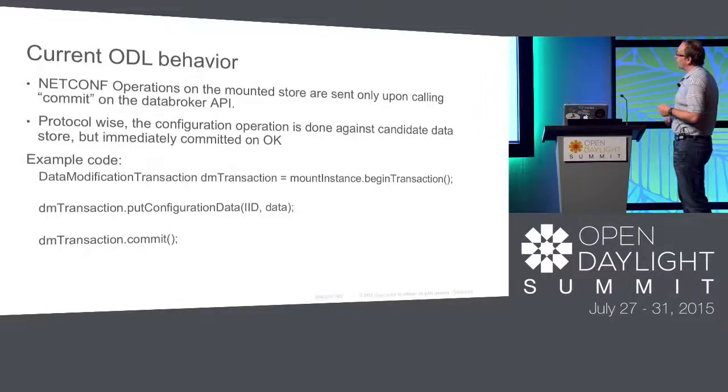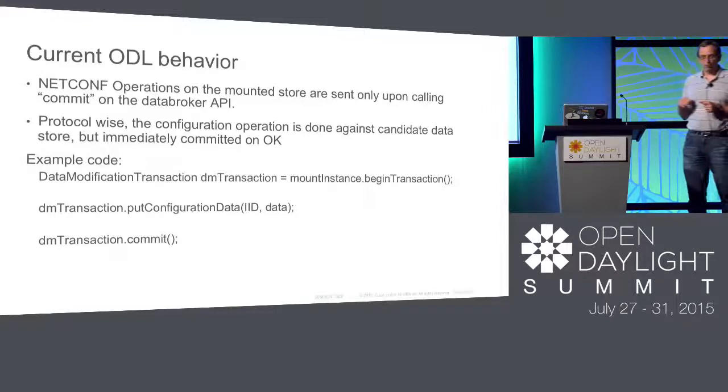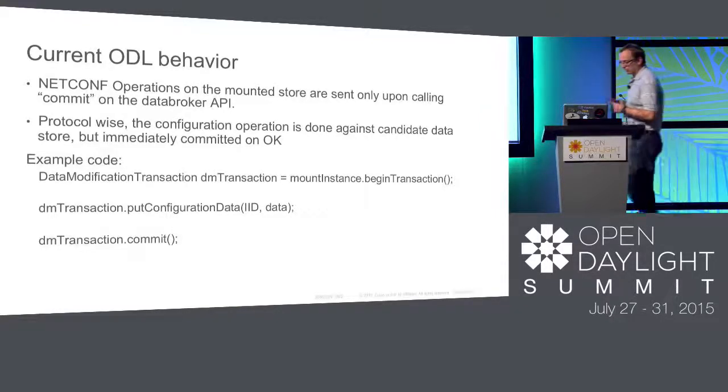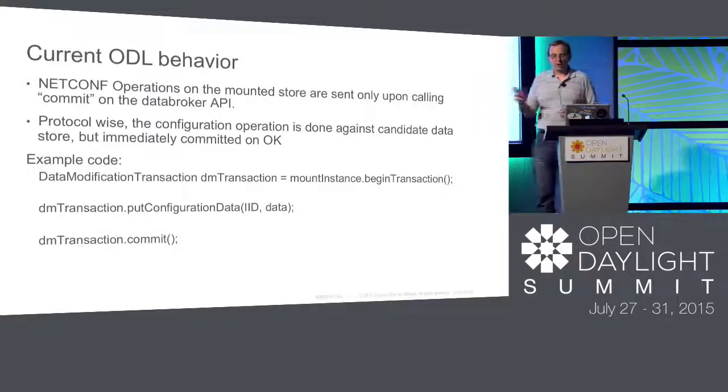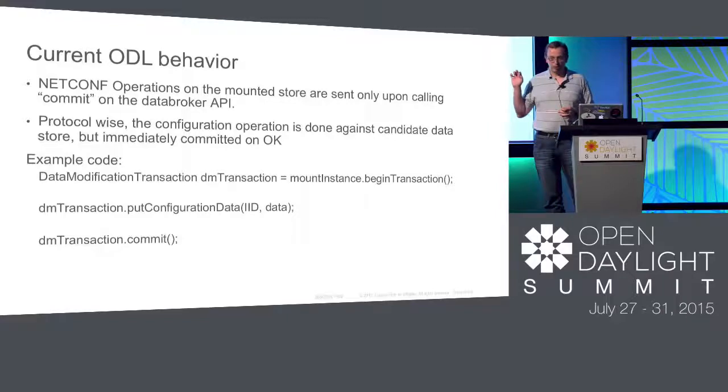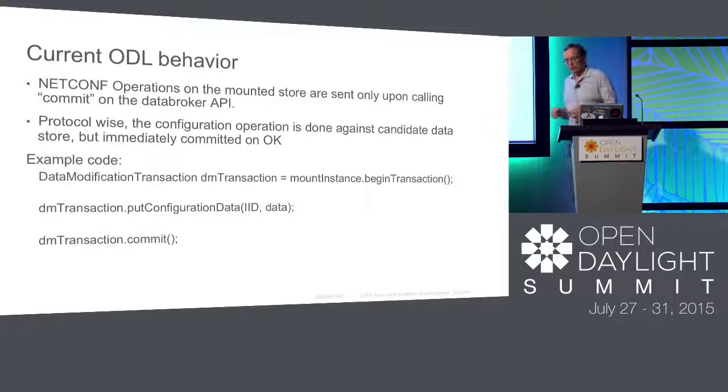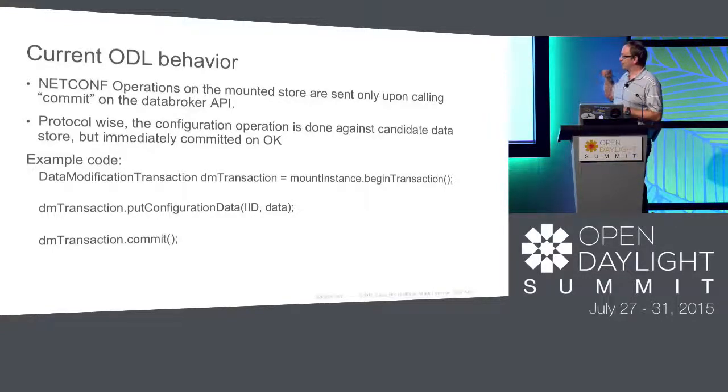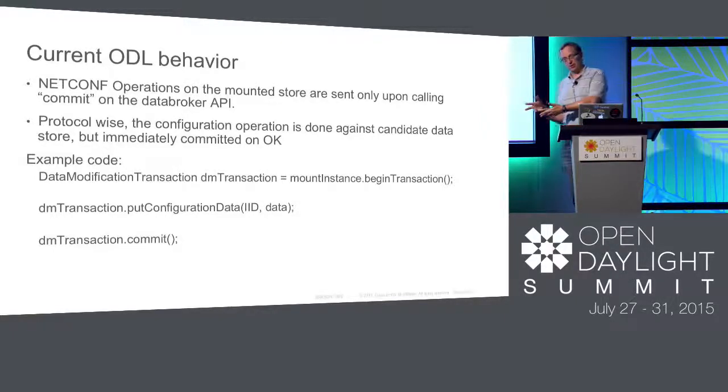The way the mounted Netconf API works is that the configuration is sent to the device only when the code executes a transaction commit. I have some sample code here. You begin a transaction, you put some configuration data, and you commit. There's nothing else in the API that says stage or commit, or anything hinting that there is a Netconf capability underneath that should be used. Protocol-wise, the configuration is done against the candidate data store, but it's committed immediately, so there's no chance to roll back.